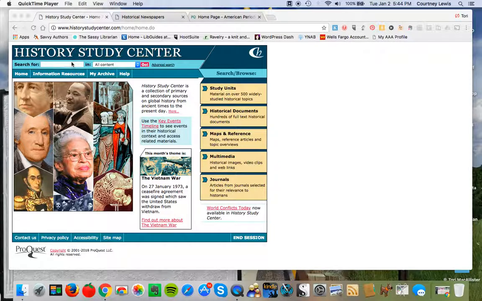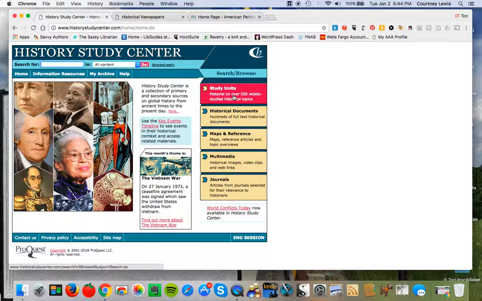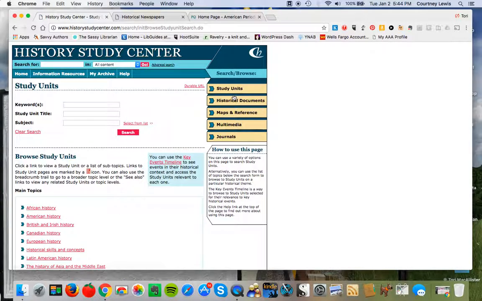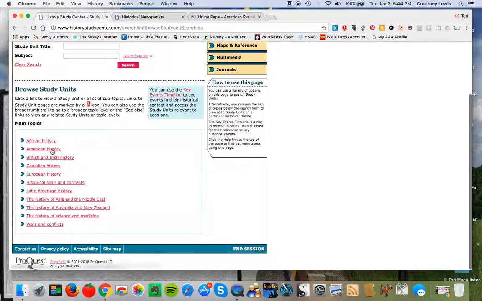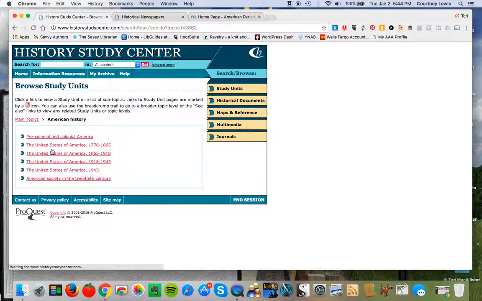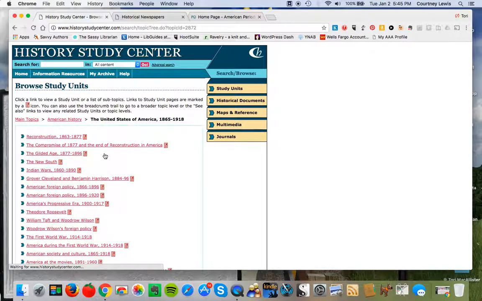And you could simply do a search if you had some great search term that you wanted to look up. But for today, when we talk about choosing a topic, I want to show you the study units, because I actually think this is a great way to get an overview sense of what might be out there and what could be a possible topic to use. Obviously, for our purposes, we're going to choose American history. And notice that they divided it up by time period. Clearly, the 1865 to 1918 covers the bulk of our time period that we're looking at.